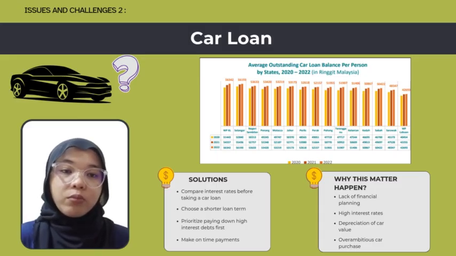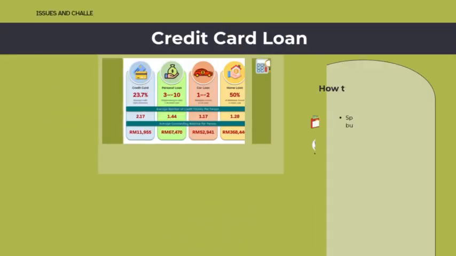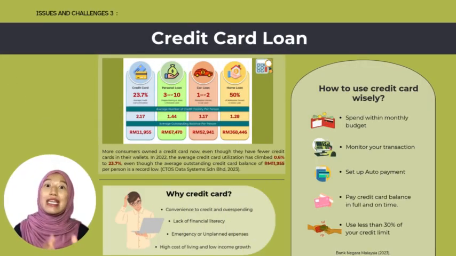Understanding the factors that contribute to outstanding balances and implementing strategic solutions can empower individuals to manage this debt wisely and maintain their financial health. Next, I'll continue with the next issue in debt management, which is credit card loan. According to the CTOS Statement of Consumer Credit in Malaysia 2022, credit card utilization among Malaysians has increased to 23.7%, showing that more people are relying on credit cards for daily expenses.